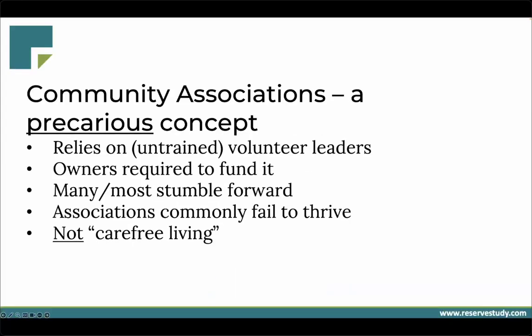When we talk about reserve studies, we're mostly dealing with community associations. Now, the community association concept of homeownership can be fragile. It relies on untrained volunteers, the board members, who tend to cycle through every 2 years. And you also need the participation of owners. But remember, the owners are incentivized to keep their expenses as low as possible, right? That's really normal. They don't want to pay more than they have to.